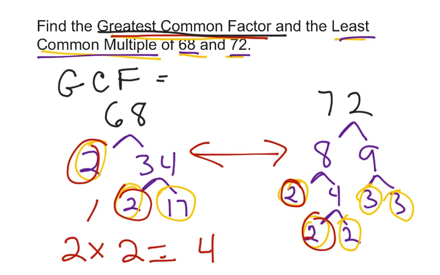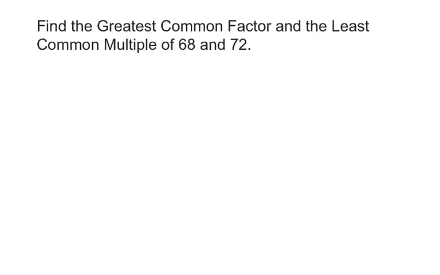So the greatest common factor between 68 and 72 equals 4. So that is the greatest common factor. Now let's go on to least common multiple. When we find the least common multiple, we can use a factor tree the same way, only we're going to look at the numbers differently.